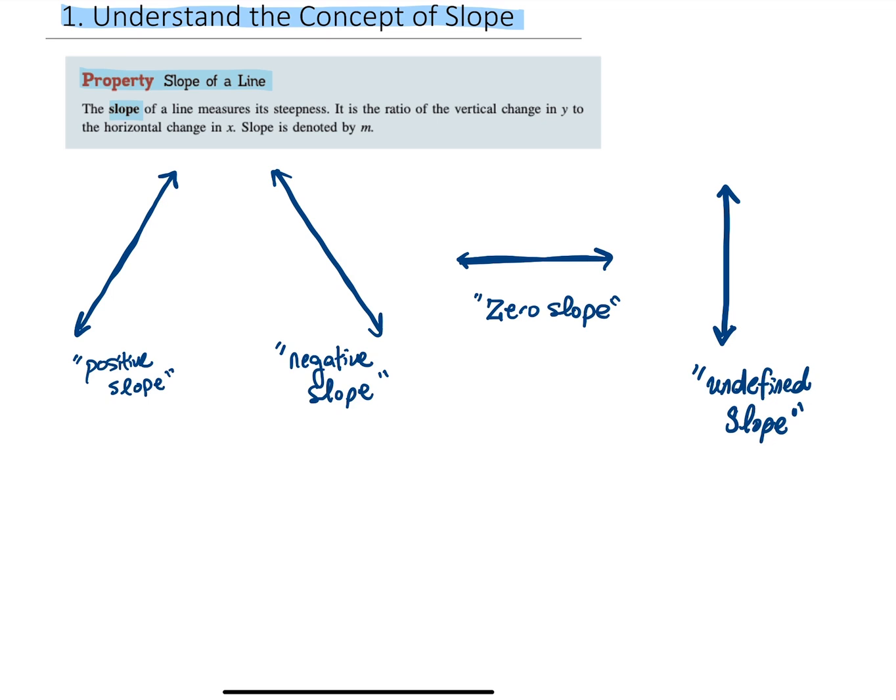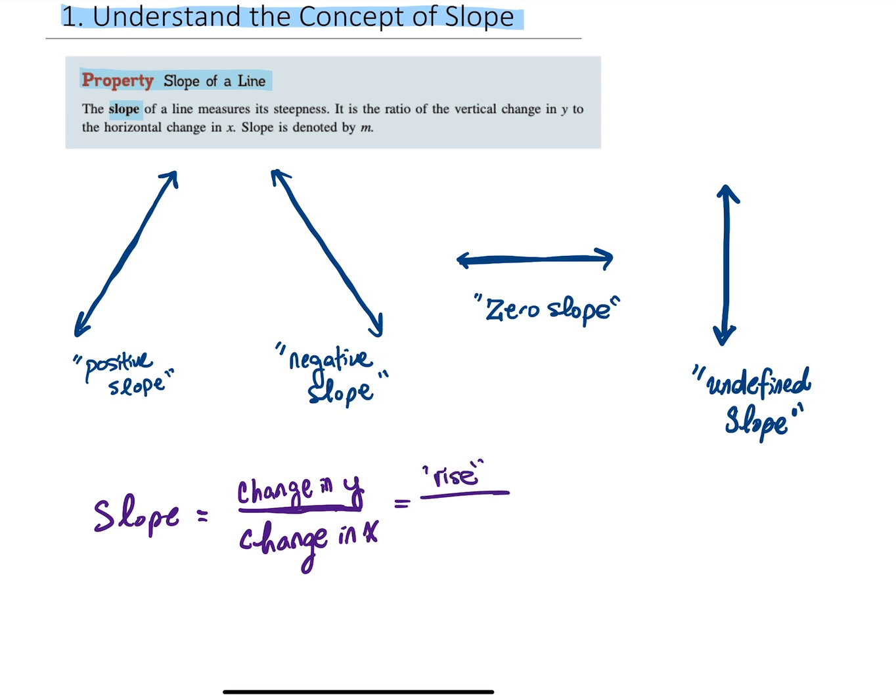And then it mentions it as the ratio of the vertical change in y over the horizontal change in x. So we can describe the slope as a ratio, so a fraction, where it's our change in y, referencing a coordinate point, x, y, divided by the change in x. You may have also heard this described as rise over run, and that means the same thing.